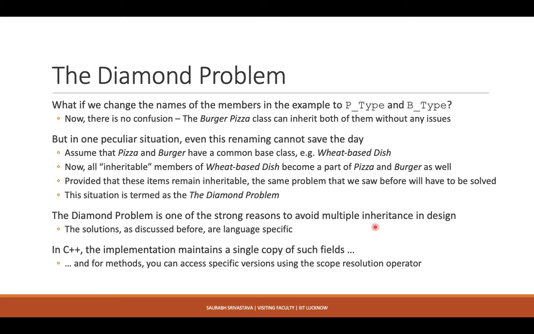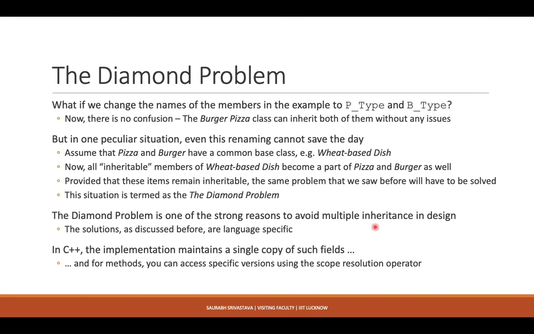This is known as the diamond problem, and one of the major reasons to avoid providing the option of multiple inheritance to developers and designers is to avoid this diamond problem, because once a diamond problem occurs in your design, it becomes slightly tricky to solve.